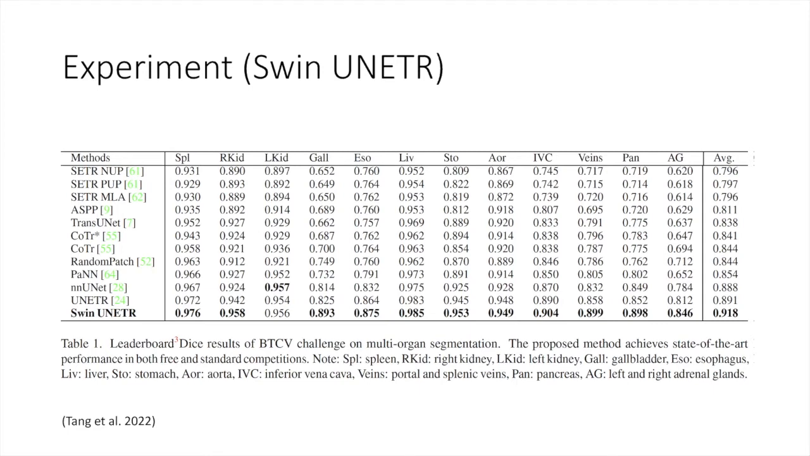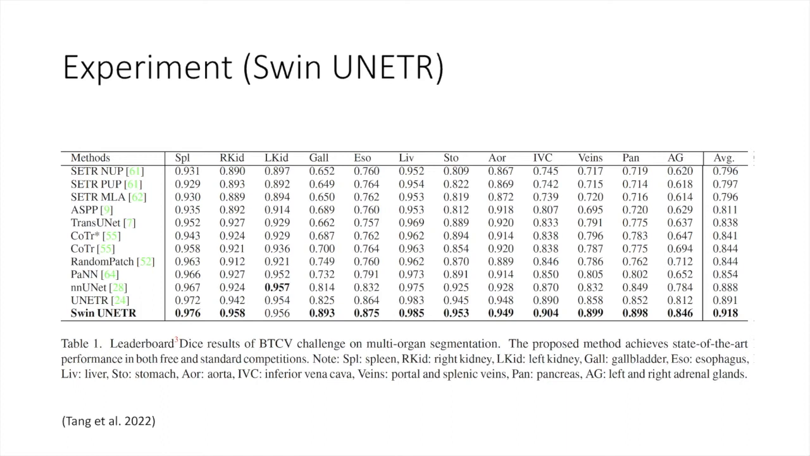Now let's take a look at the experiments. This table here compares Swin UNETR to other models on the leaderboard of the BTCV challenge. For the segmentation of almost every organ, Swin UNETR achieves state-of-the-art performance. However, taking a closer look at the experiment, it's not hard to realize that this experiment is not actually very reasonable. Before explaining why, let's briefly go over every baseline model listed here.